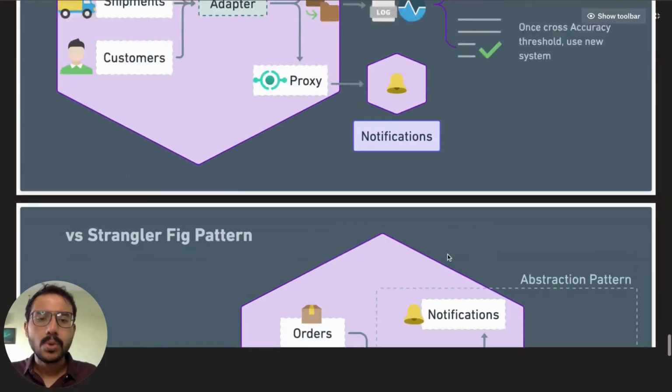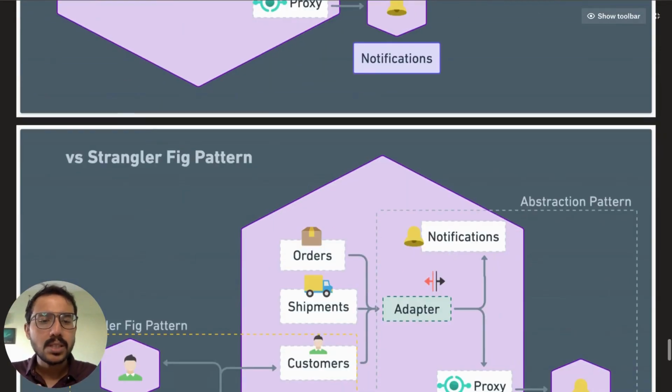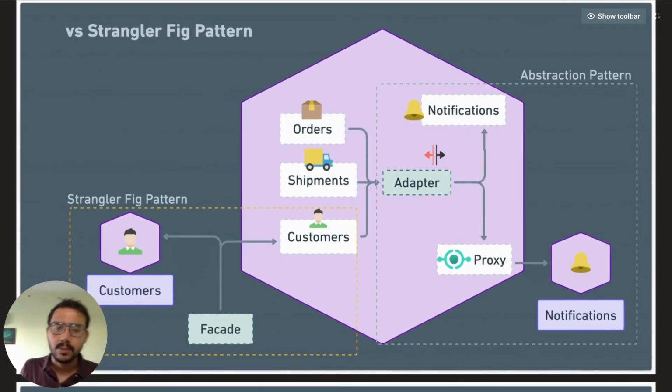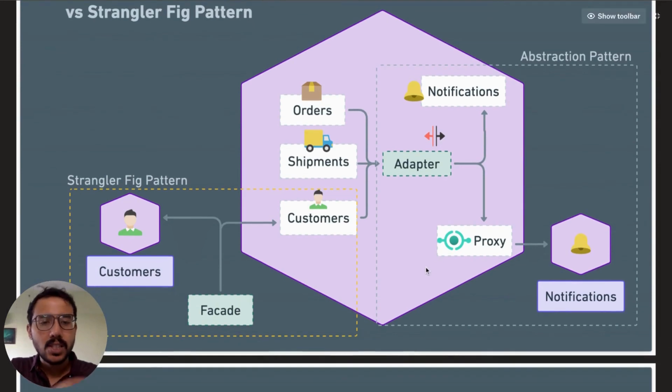Okay, so this branch by abstraction is kind of like another pattern called the strangler fig pattern. They both involve the idea of putting in an extra layer and swapping between the old system and the new system. Here there is a facade pattern, here is the adapter. The primary difference is where actually we can use them in a monolith.